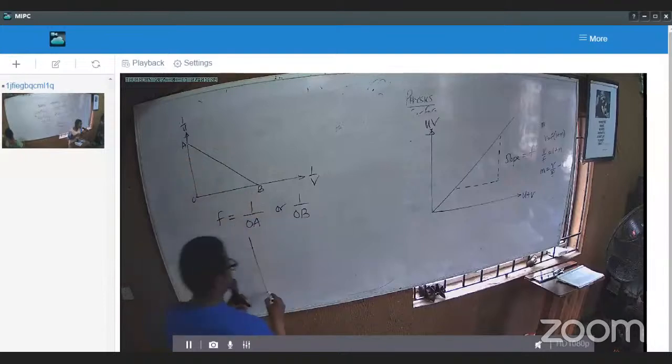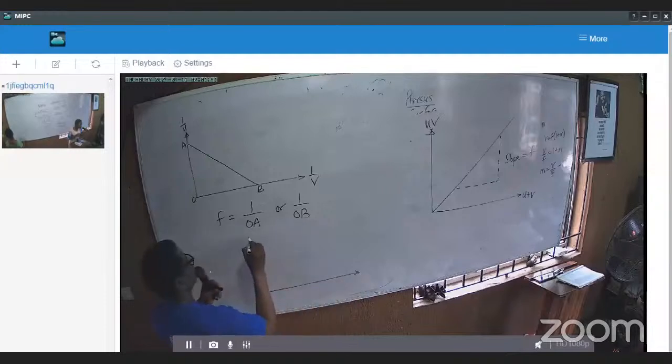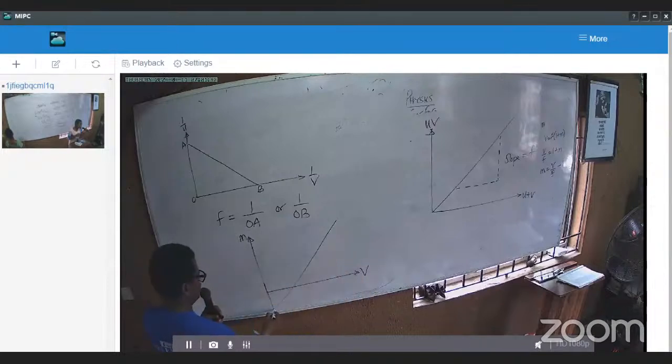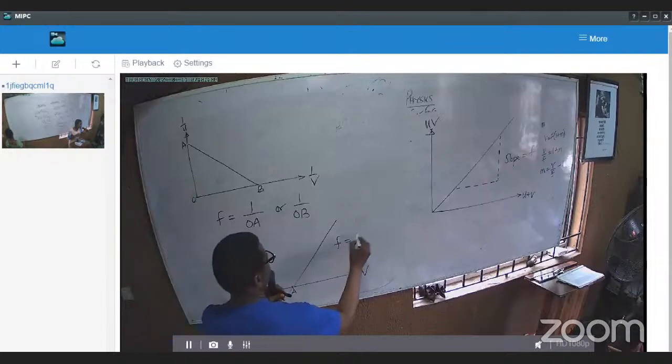Then we plot magnification against v. M against v. It goes like this, minus 1. Then this one is OA. f is 1 over OA.